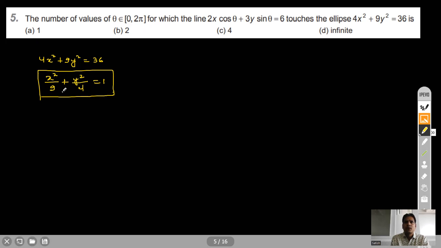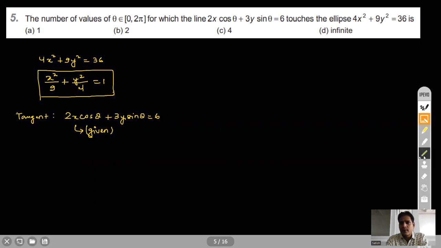And the given line, if you see, is touching the ellipse, no? So a tangent, you can say. The given line is the tangent. So the equation of tangent given is 2x cos theta plus 3y sine theta equal to 6. It is given in the question that this line is touching the ellipse. So we can say that this line is the tangent to the ellipse. Is it okay? Now, if that is true, then what can be the number of values of theta? Okay, so should I draw the sketch?